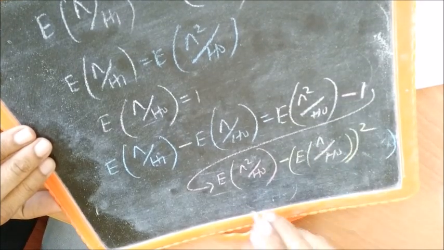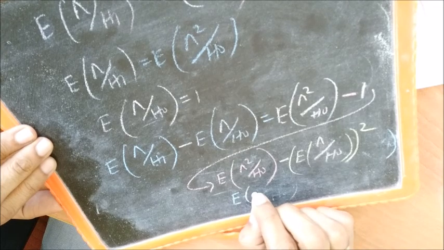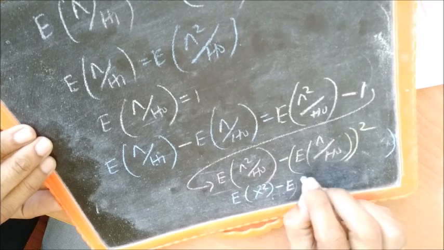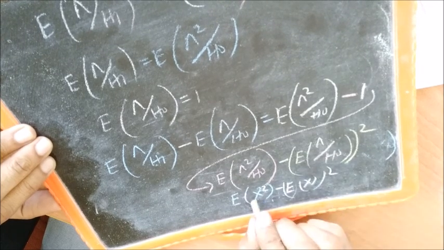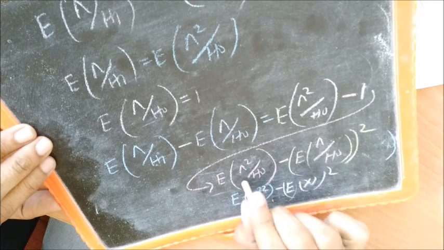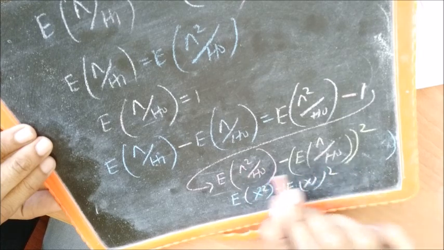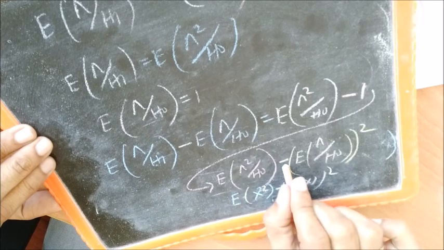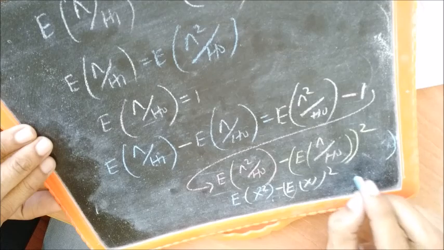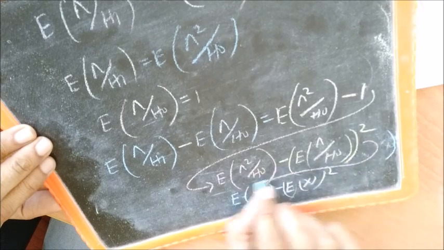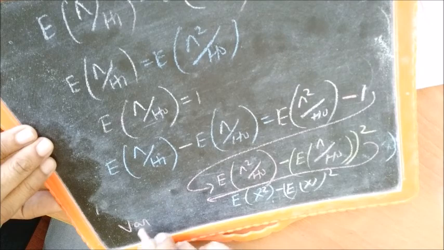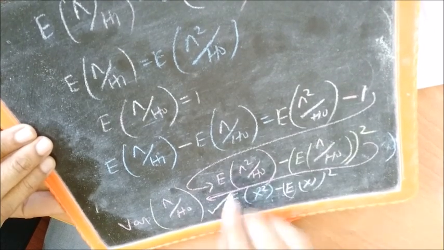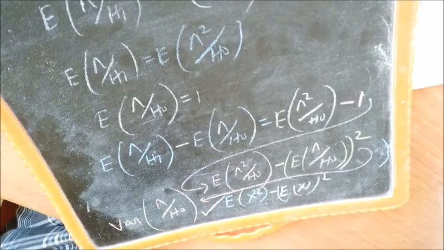And this, if you see, is nothing but expected value of, say, x squared minus expected value of x whole squared. That is, you take the second moment of a random variable minus the square of the mean. Of course, it is under the condition that h0 is true, but that doesn't matter here. That is nothing but the variance. So this is equal to variance of lambda given h0. Hence proved. So that completes the solution to the first problem.